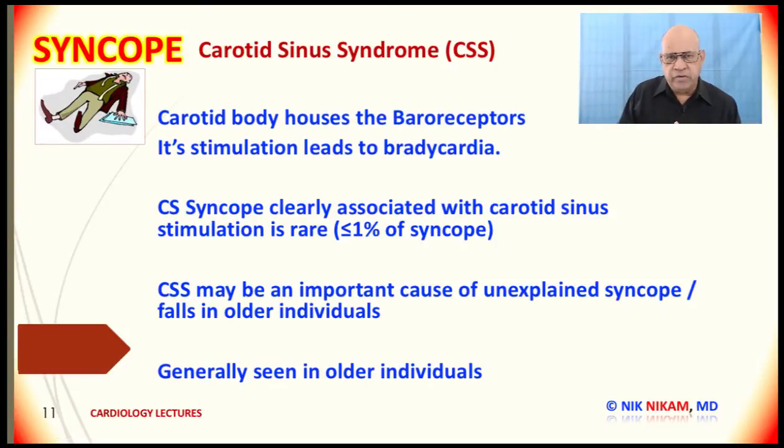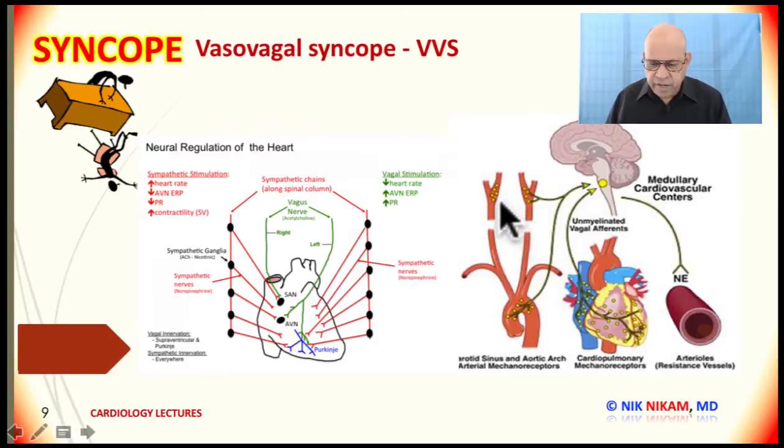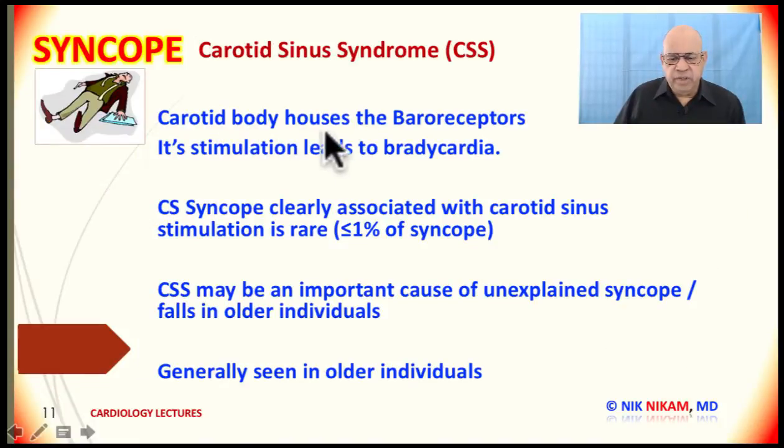Before we go into the carotid sinus syndrome, let's talk about the baroreceptors located in the carotid sinus. Let me see if I can go back to the previous slide. Here are baroreceptors located in the carotid body, and these baroreceptors send the signal to the medullary cardiovascular center about the changes in the blood pressure.